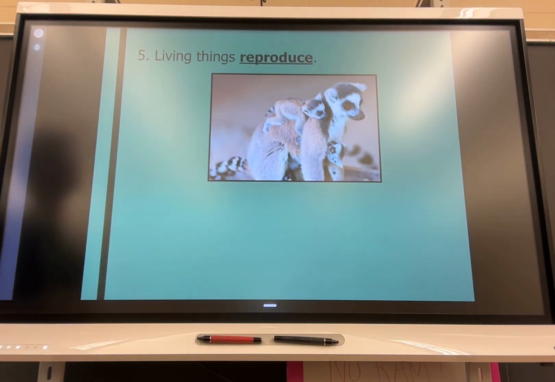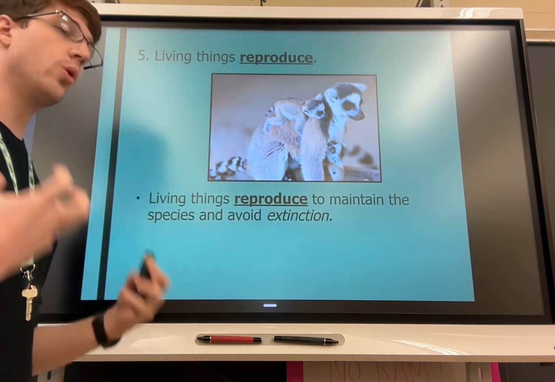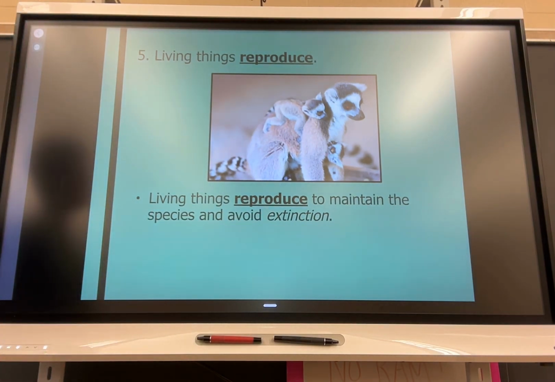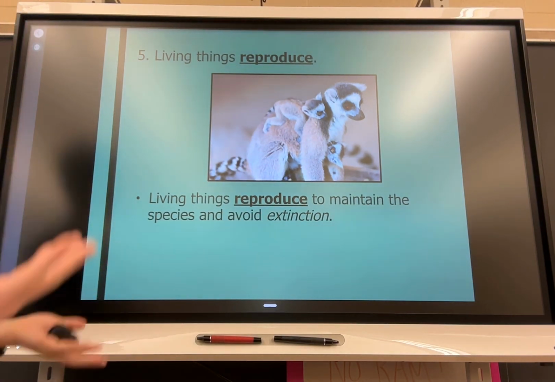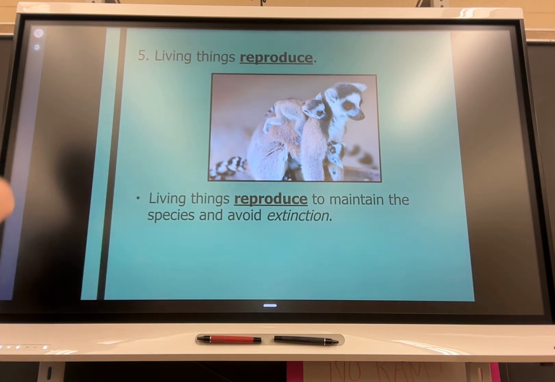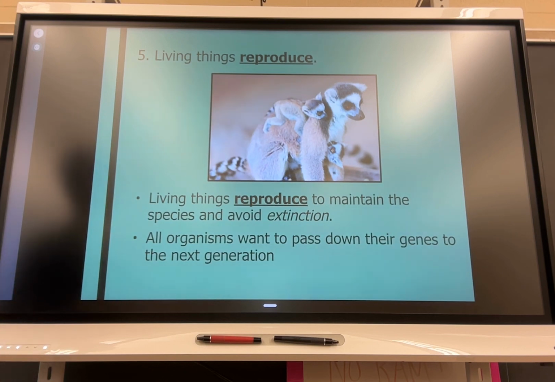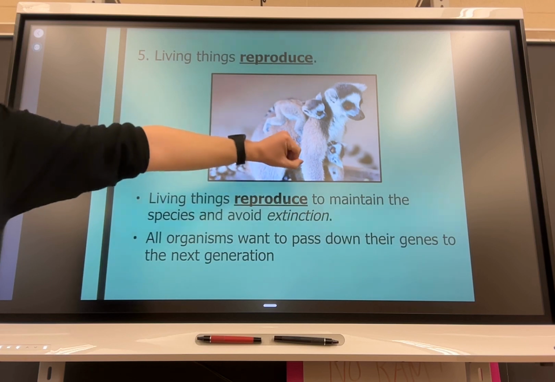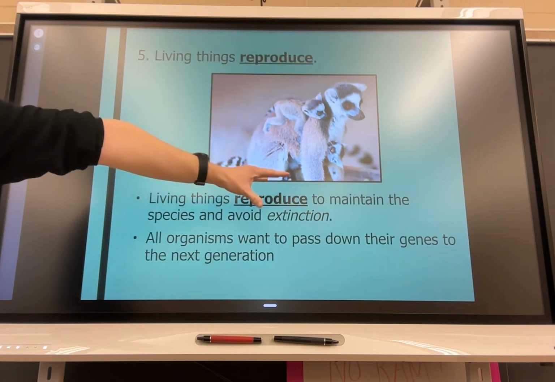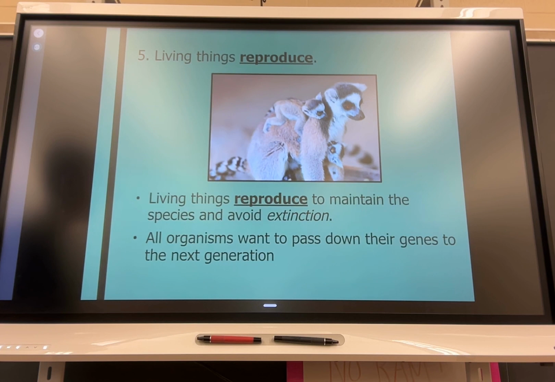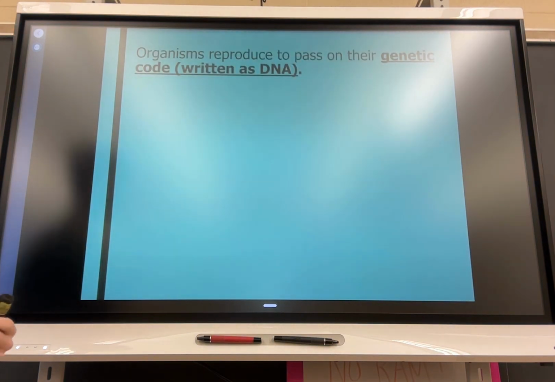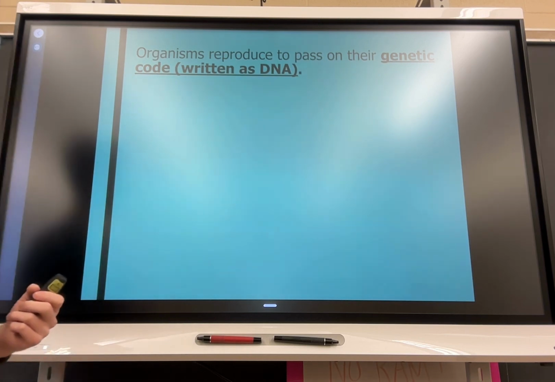The next characteristic is that all living things reproduce. So the goal of all organisms is to pass on your traits to the next generation, to have offspring that will continue on the species and avoid extinction. So all organisms want to pass their genes down to the next generation. So you can see the lemurs up here. The traits that mom has here were passed on to the offspring. And this passing down of traits is going to be contained in genetics.